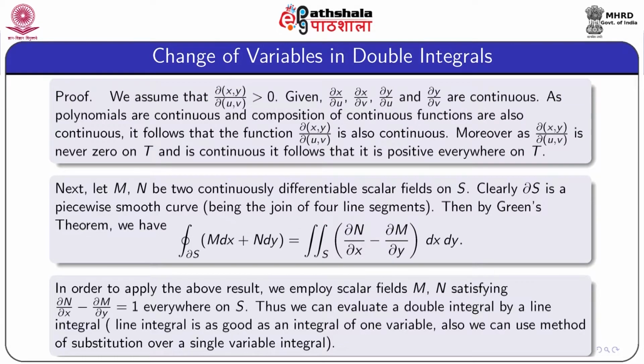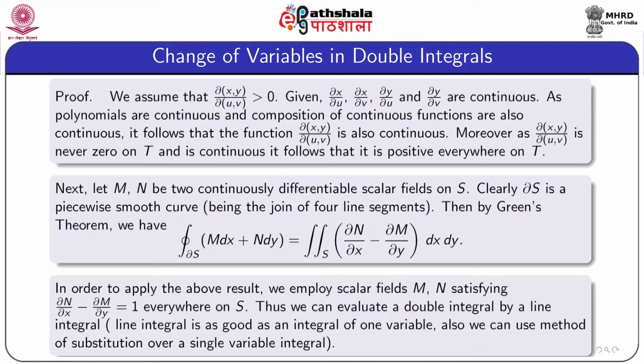We give a proof. First, we assume that the Jacobian is positive. Given ∂x/∂u, ∂x/∂v, ∂y/∂u, ∂y/∂v are continuous. As polynomials are continuous and composition of continuous functions are also continuous, it follows that the Jacobian is also continuous. Moreover, as the Jacobian ∂(x,y)/∂(u,v) is never 0 on T and continuous, it follows that it is positive everywhere on T.